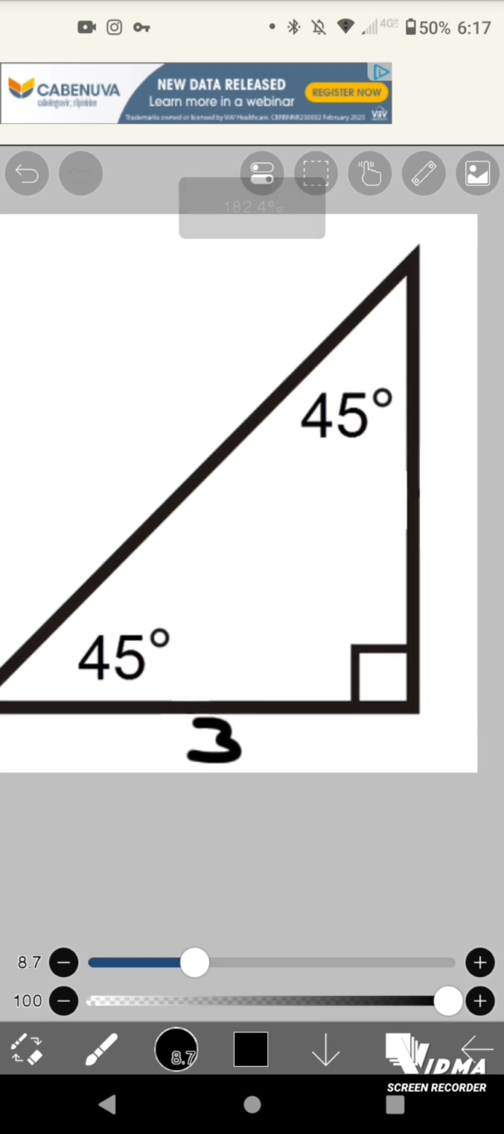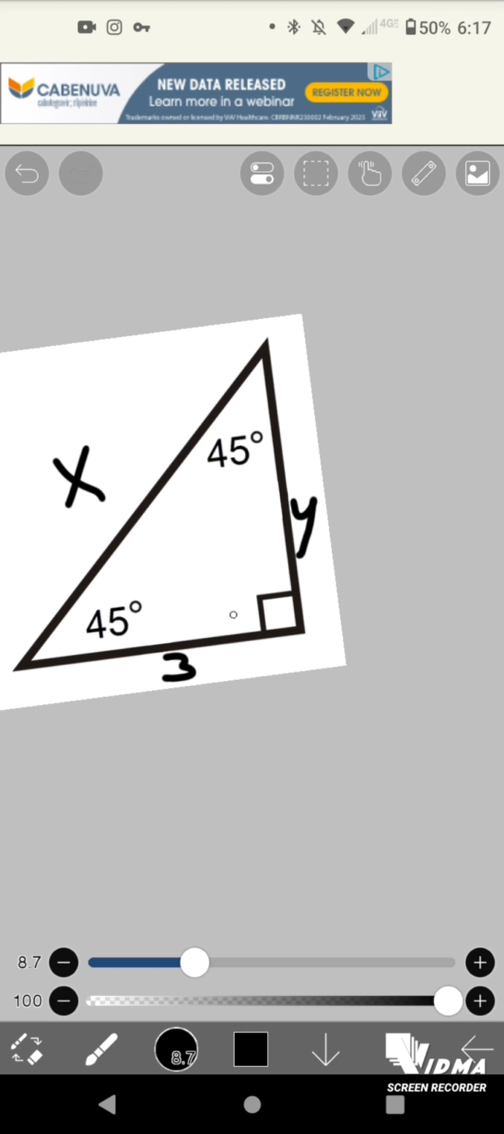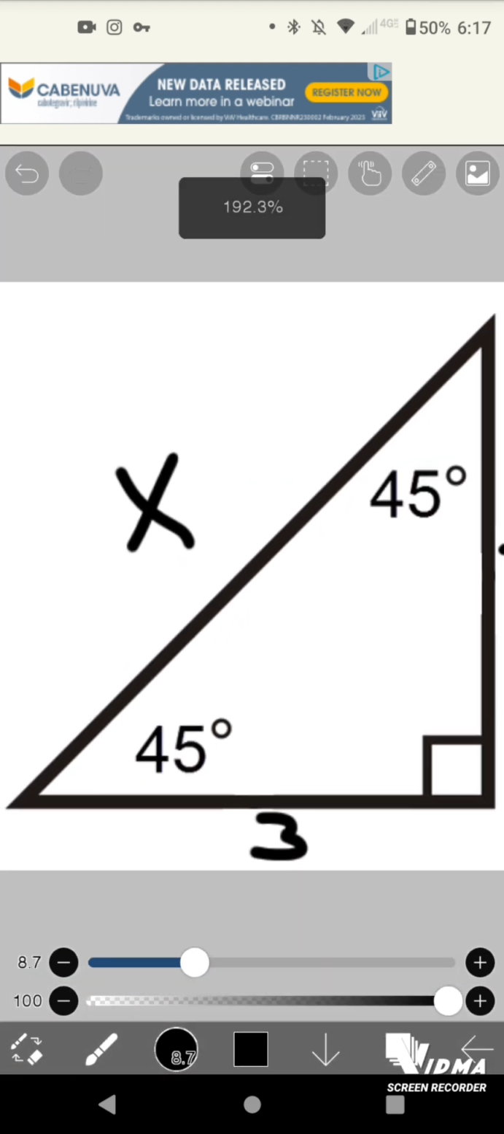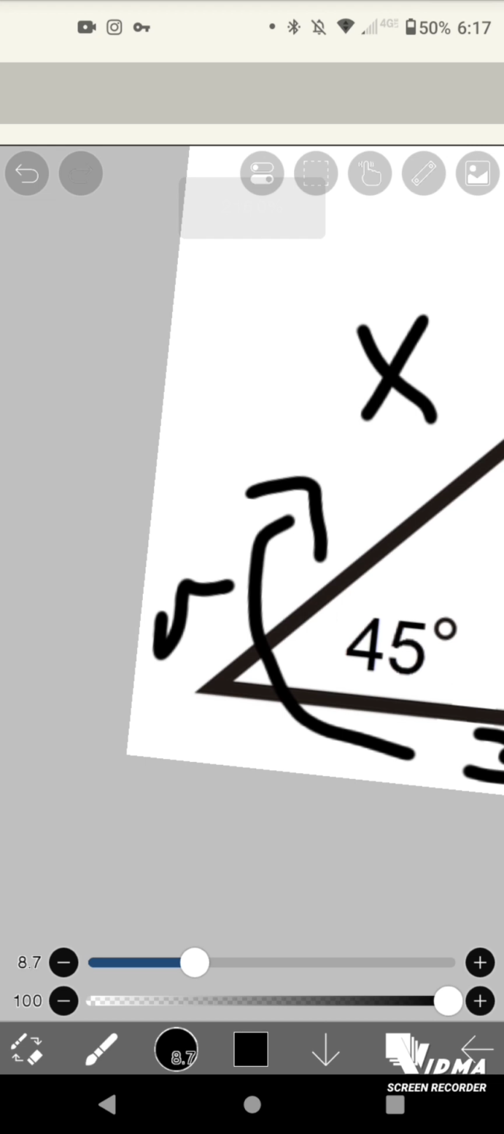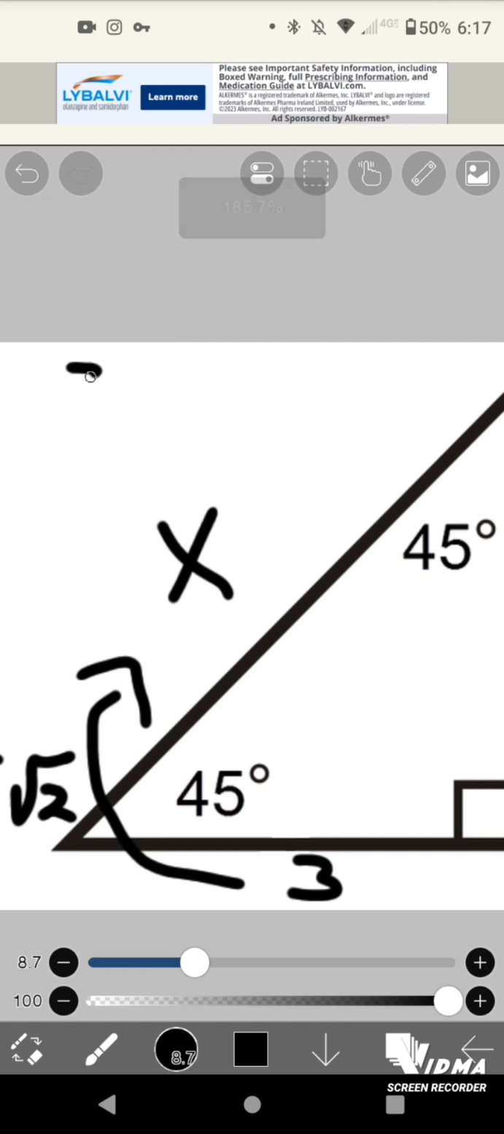First, I want to ask another question before we even attempt to solve for x. What is this value? What is this y value? This side is congruent to this side, which means that they are the same length. So y is also 3. So we just have to worry about the x. So we multiply by square root 2. And 3 times the square root of 2.